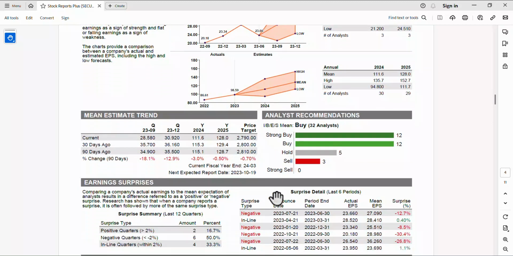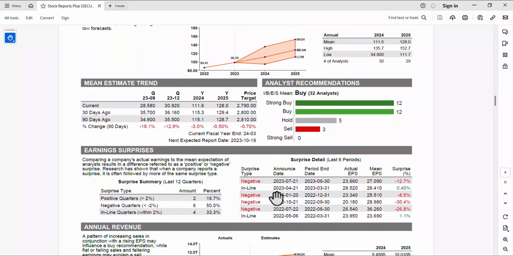So now look at the analyst recommendation here. Please focus here. There are 32 analysts. 12 analysts are saying strong buy. 12 people are saying buy. 5 are saying hold. And 3 are saying sell. And nobody is saying strong sell. So the average recommendation is buy, as we have seen on the same.